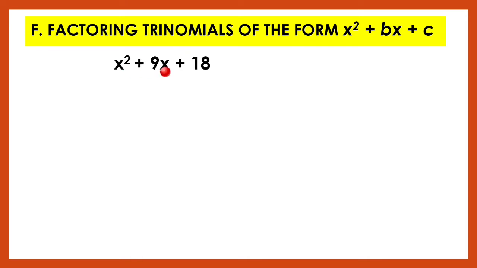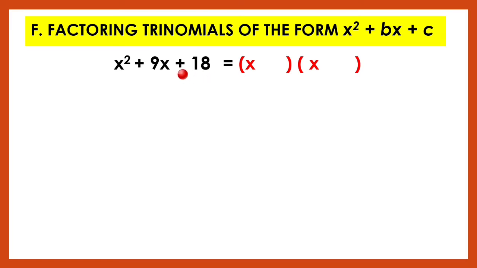Factor x squared plus 9x plus 18. So, meron tayong dalawang factors. So, yung una, kunin natin yung factors ng x square. So, that is x times x is equal to x square. Paano natin malalaman yung second term? Isip tayo ng factors ng 18 na ang sum ay 9. So, ililista muna natin yung mga factors ng 18.